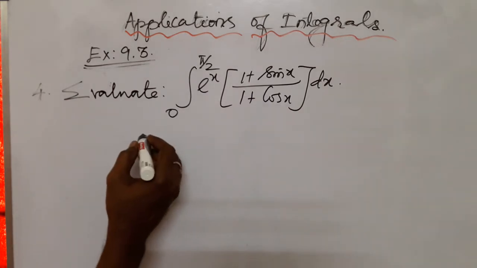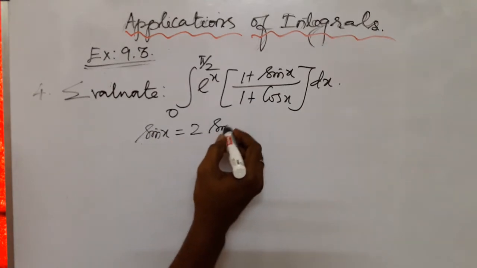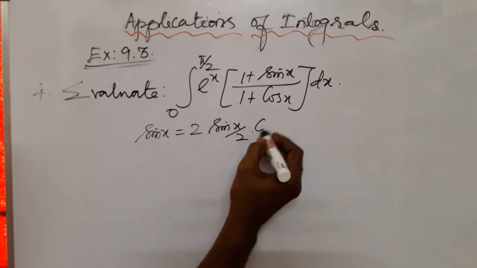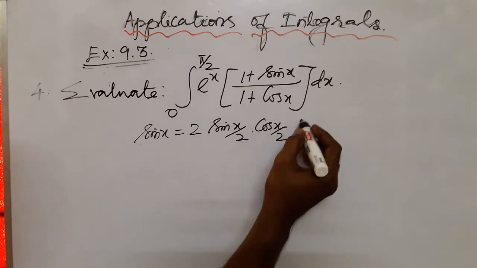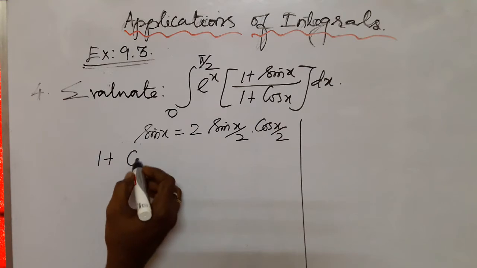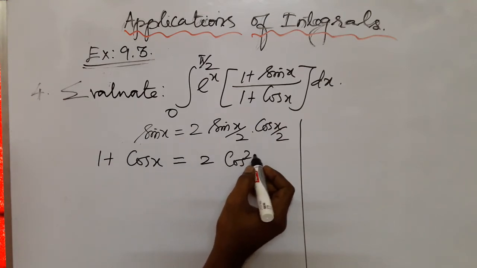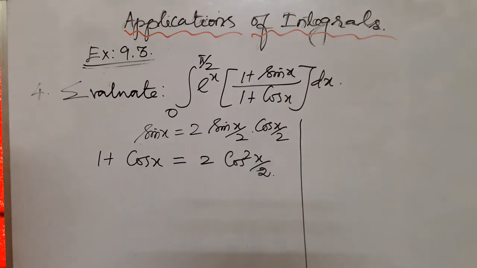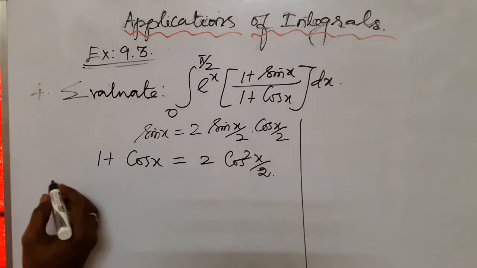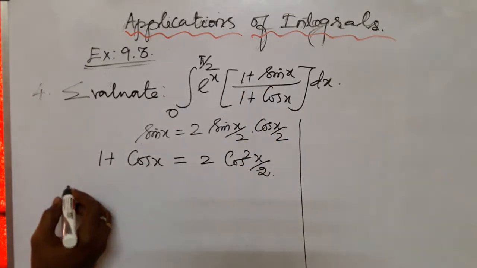The first one, sin x can be written as 2 sin x by 2 into cos x by 2. So that is one of the formulas. And the second one is 1 plus cos x can be written as 2 cos square x by 2. You have these types of formulas in your 11th standard, right? Now one more integral formula. So first we will minimize the fraction, right?